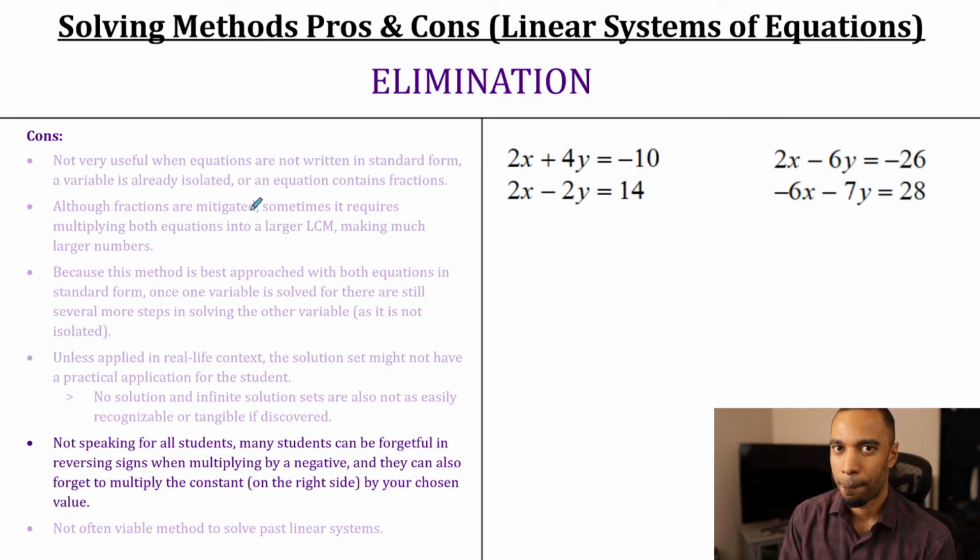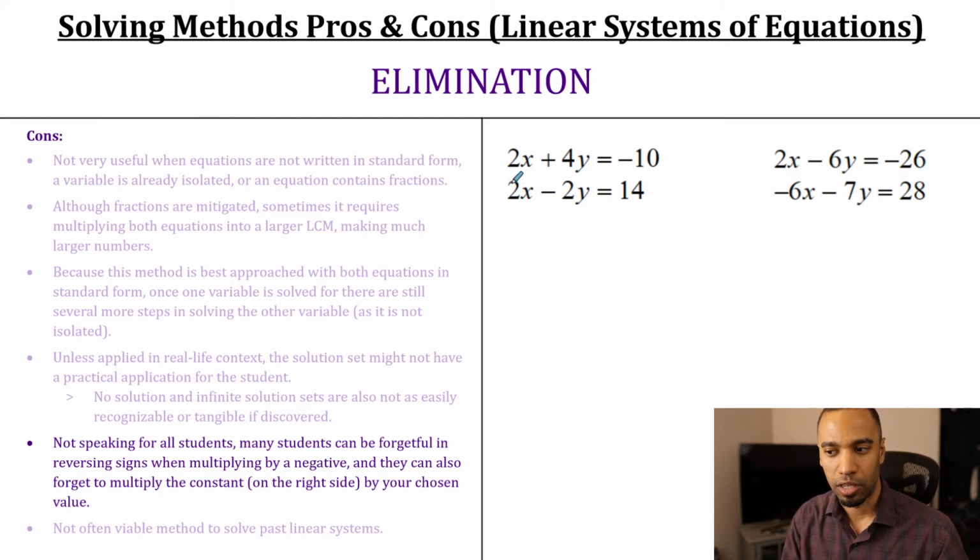Now, when I say I'm not speaking for all students, I'll be speaking for enough of my students that even after I warn them, this still happens. What is it that I'm talking about? Reversing signs when multiplying by a negative, and also forgetting to multiply the constant.